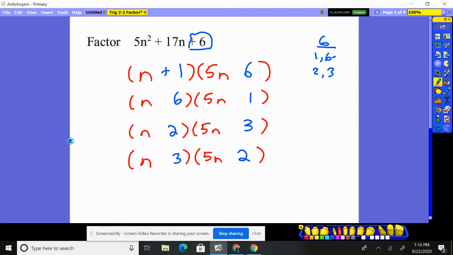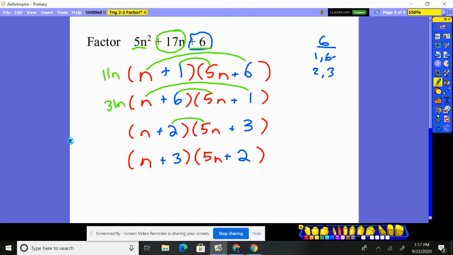And again, I've made everything addition for us so that we don't have to think too much for these first few. Now, again, all 4 of these possibilities will create the 5n squared and the 6. But who's going to give us the 17n? That's determined by when these multiply and these multiply. That's going to be 6n and 5n. That would give me 11n. This will be 1 and 30. That's 31n. No cigar yet.